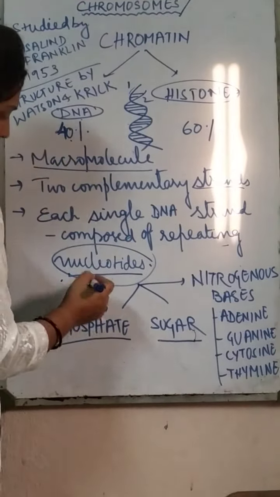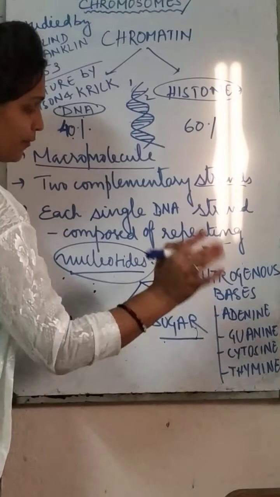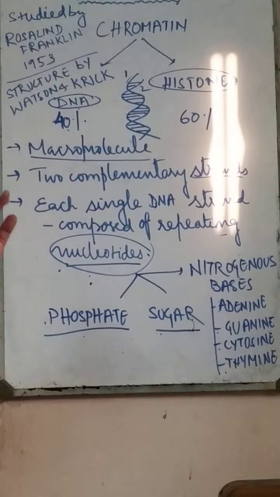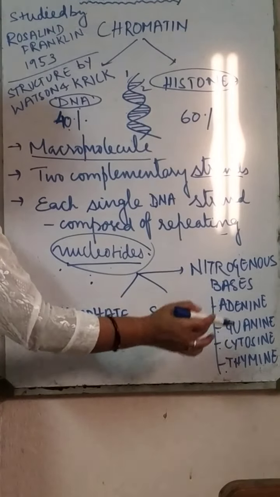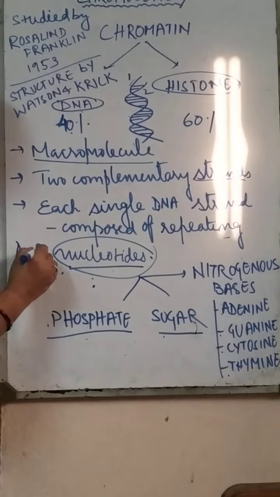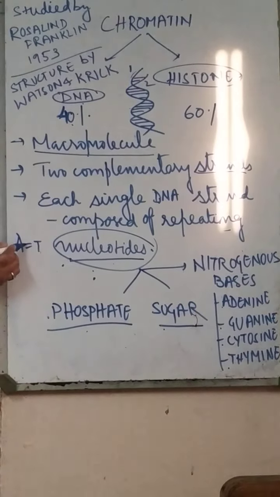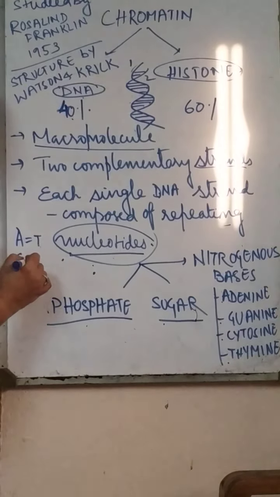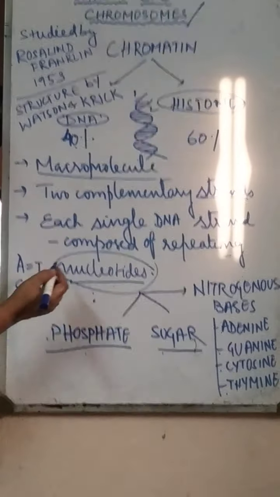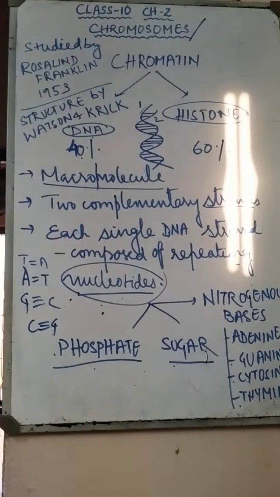Now what is a nucleotide? It is composed of phosphate, sugar and nitrogenous bases. There are 4 nitrogenous bases: adenine, guanine, cytosine and thymine. A always pairs with T with 2 hydrogen bonds. I wrote here the equal sign, which means 2 hydrogen bonds. And G always pairs with C with 3 hydrogen bonds. It can be written in reverse also: A paired with T or T paired with A with 2 hydrogen bonds.